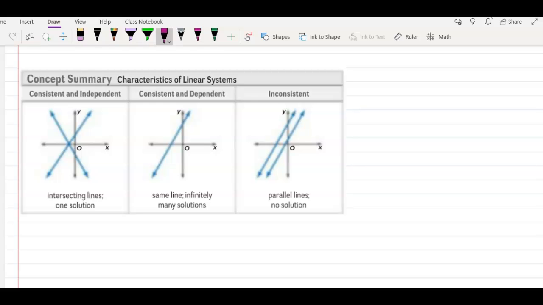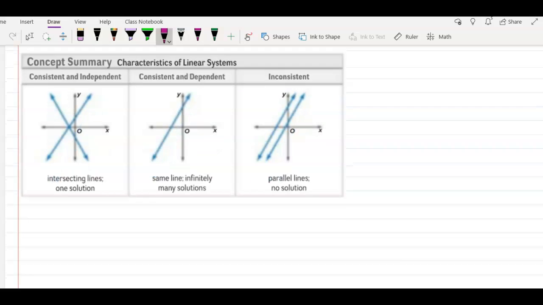A system that has one solution, intersecting lines, is consistent and independent. If it's the same line on top of itself, consistent and dependent. And if the lines are parallel, they would be inconsistent. It is not possible for an inconsistent system to be dependent or independent. In order to be dependent or independent, the lines need to cross at least once.